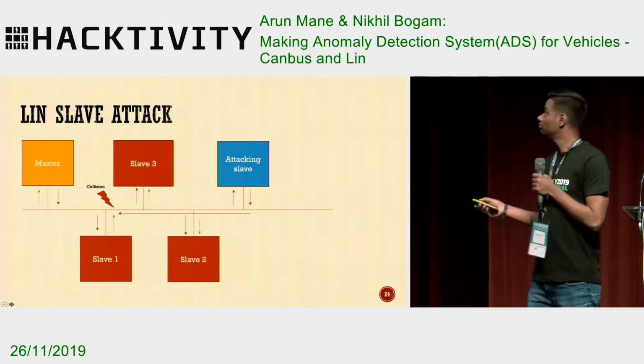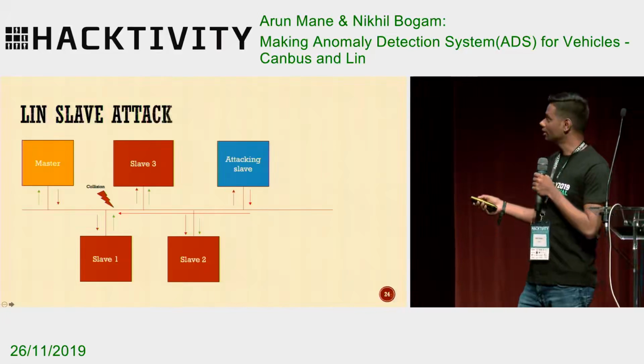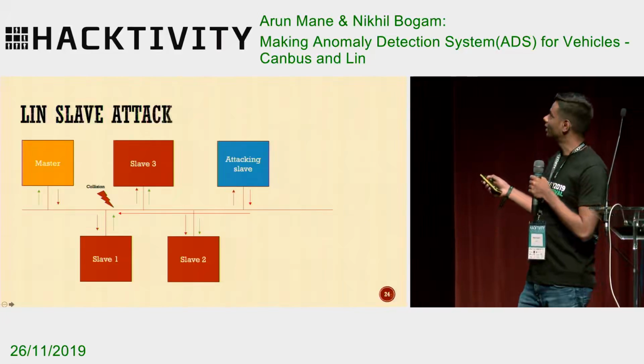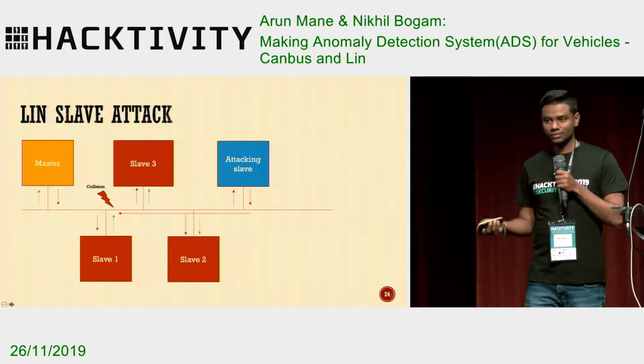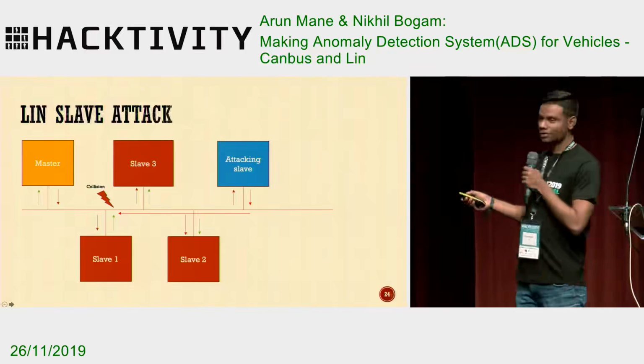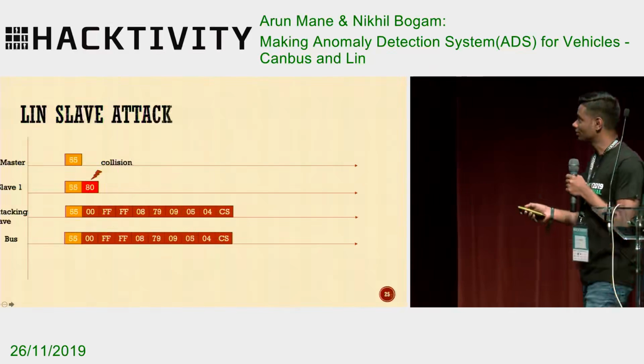If slave 1 sends positive or 1 on the bus, and the attacking slave sends 0 on the bus, the 0 wins in this case and continues to transmit the data. We will see here how it happens.